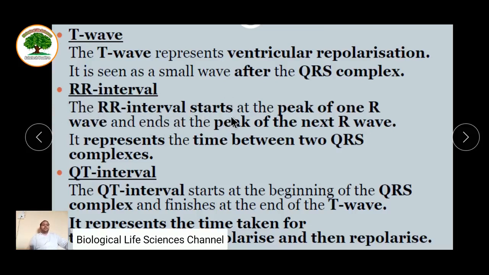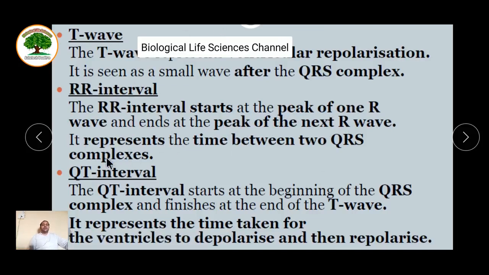The RR interval starts at the peak of one R wave and ends at the peak of the next R wave, and it represents the time between QRS complexes. Then after that there is the QT interval. The QT interval starts at the beginning of the QRS complex and finishes at the T wave. So it represents the time taken for the ventricles to depolarize and then repolarize. So these are the different functions that each wave tells you about the condition of the heart, and that is shown to you here.